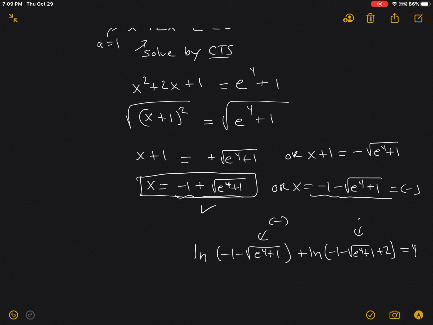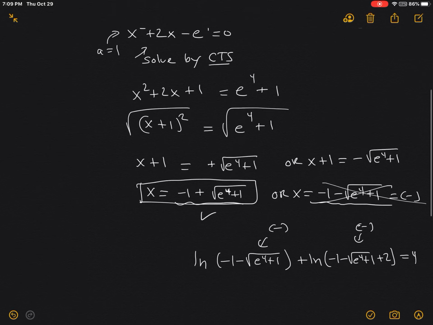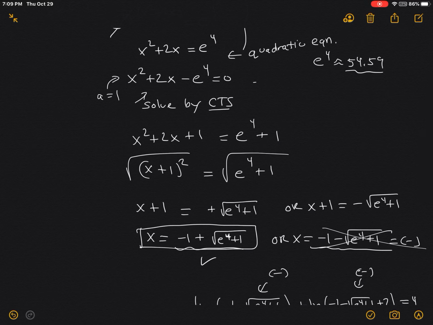This is going to be a negative, right? And if you enter this on your calculator, this will also be a negative. So therefore, this is not going to be a solution, okay? So your final answer is just negative 1 square root of e to the 4 plus 1.